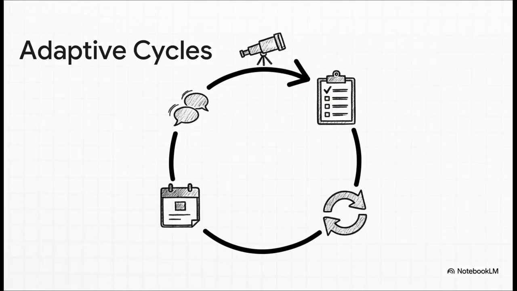So instead of one long single push to the finish line, the team works in these short, intense sprints. At the end of each one, they deliver a small, working piece of the project. Then they get feedback, learn from it, and adjust. It ensures they're always building what people actually need.